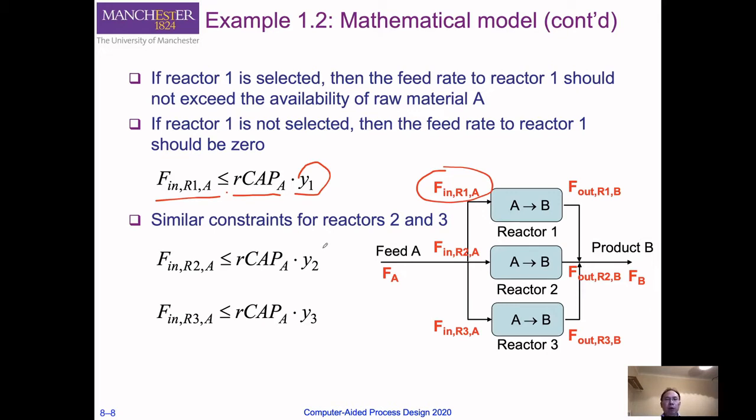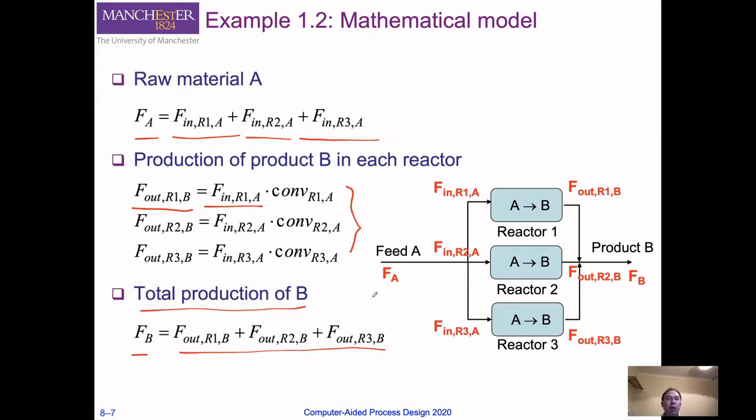We can develop similar inequality constraints for reactor 2 and reactor 3. In each reactor, we use reaction conversion rate to relate the outlet flow rate of B with the inlet flow rate of A in each reactor. So then we also need to check if the reactor is not selected, then this equation is also satisfied or not. Let's go back to check.